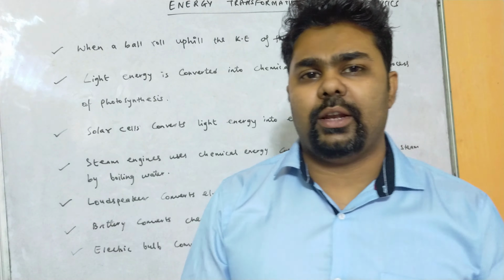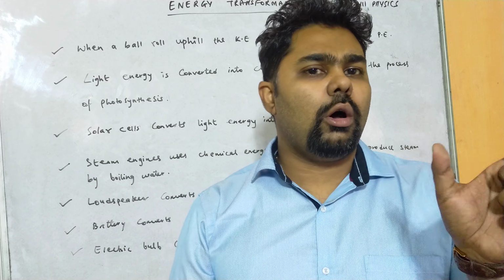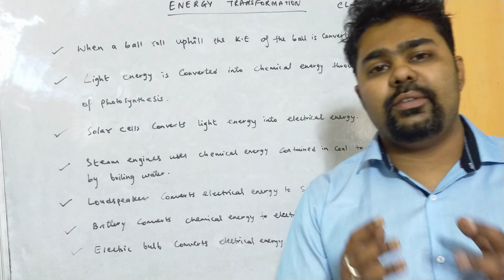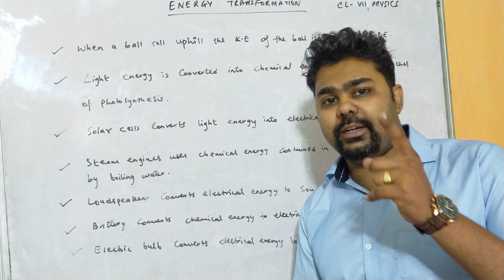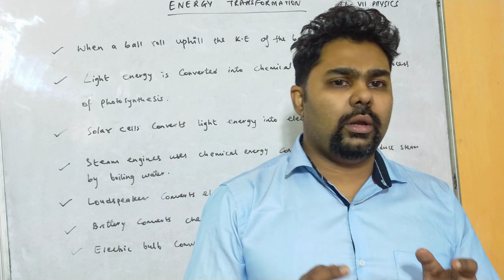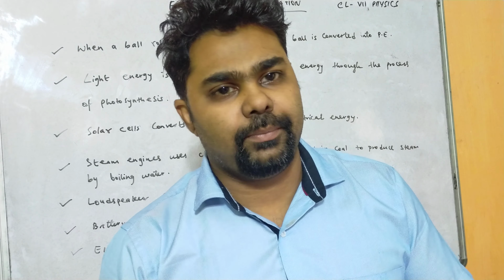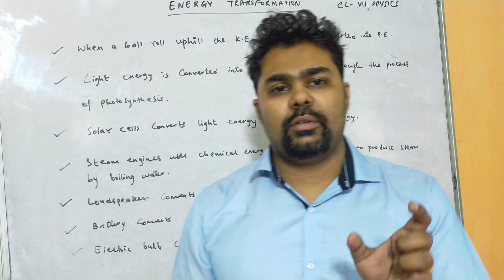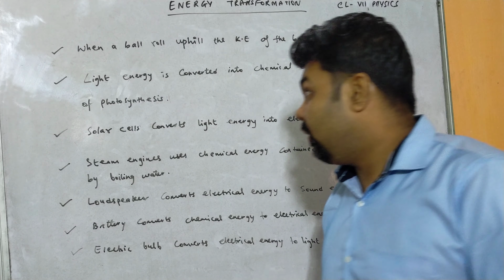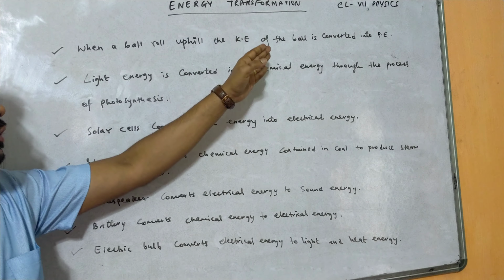So there are various forms of energy which get transferred from one form to another. When I say what is the law of conservation of energy, the law of conservation of energy states that energy cannot be created nor be destroyed, it gets transferred from one form to another, right? So here we will see the various forms of transformation of energy. One by one we will see examples where energy is getting transferred from one form to another.